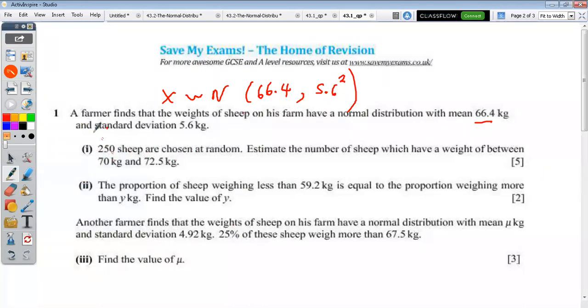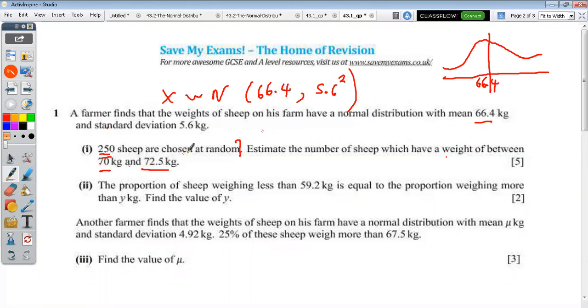Now, 250 sheep are chosen at random. Estimate the number of sheep that have a weight between 70 and 72.5. I always like to draw this because it helps you. Then we standardize. What is our mean here? 66.4. Everyone now knows this.